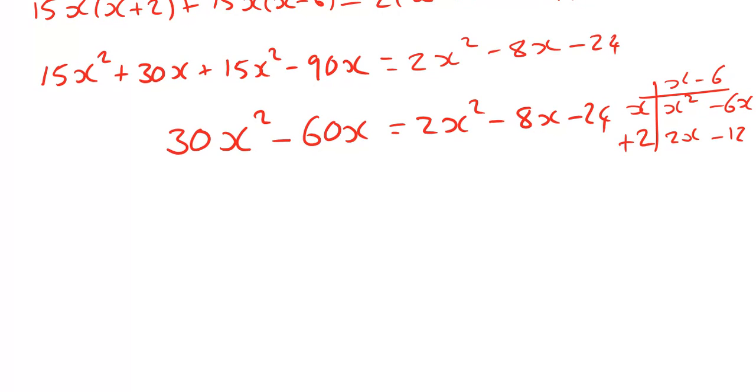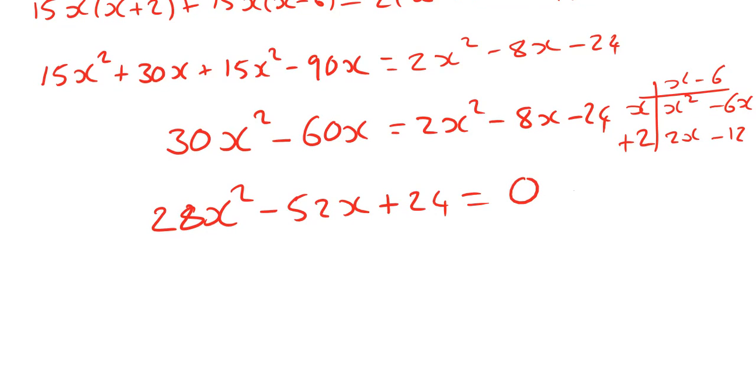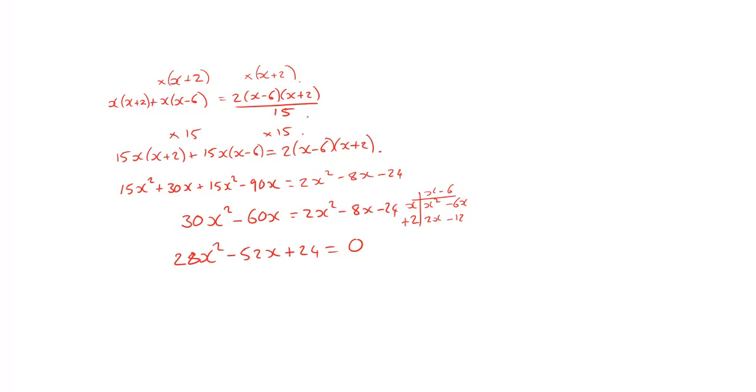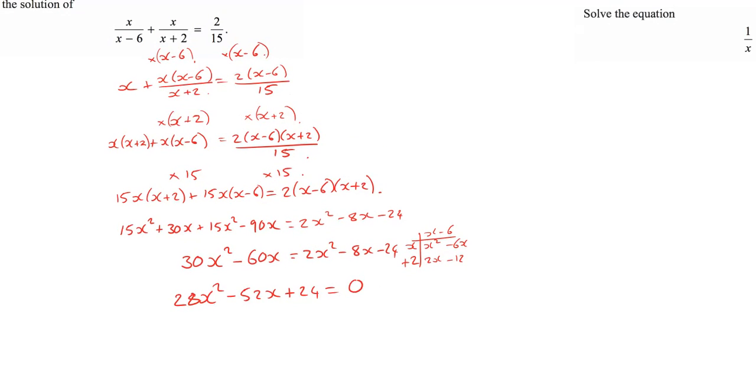So I'm going to move everything now to the left. So I'm going to take 2x squared from both sides to give me 28x squared. I'm going to add 8x to both sides. That's going to give me minus 52x. And I'm going to add 24. So that will all clear that right-hand side. And now I've worked my way down towards a quadratic that I might be able to solve.